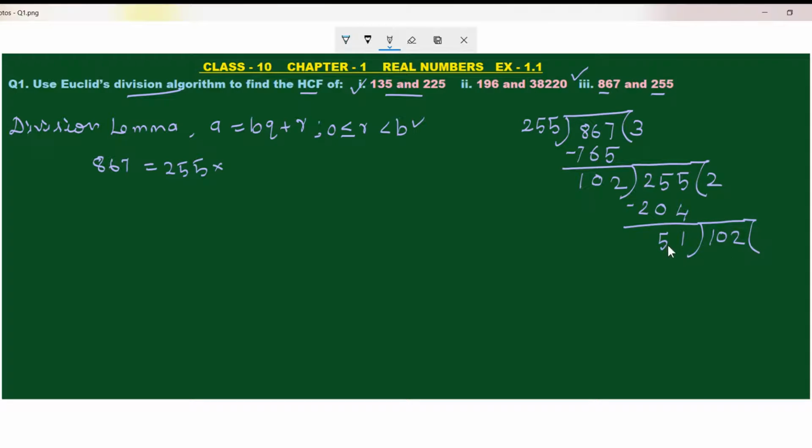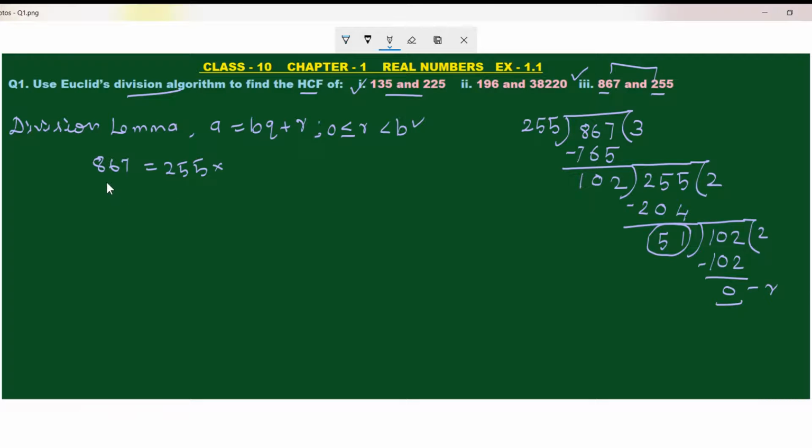Now you can see 2 times 51 is 102, and after subtraction we get 0. In this step we have got remainder 0. Since the remainder is 0, we take this divisor. This divisor is the HCF of these two numbers, because this divisor gives the remainder 0. So this is the HCF of the given two numbers.